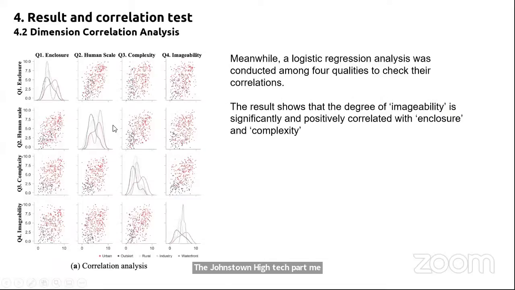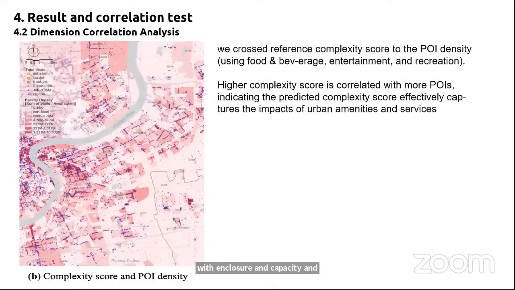Meanwhile, we also conduct a regression analysis among the four qualities to check their correlation. The result shows that the degree of imaginability is significantly and positively correlated with enclosure and complexity. And we cross-reference the complexity score to the POI density using categories such as food, restaurant, entertainment, and recreation. We found that a higher complexity score is correlated with more POIs, and indicated that the predicted complexity score will capture the impact of human amenities and services.